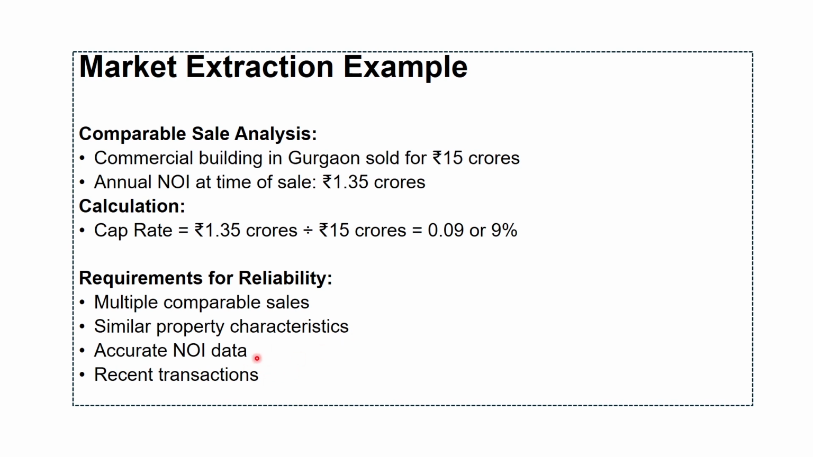When these conditions are met, market extraction provides the most reliable cap rates because it reflects actual investor behavior. This is what investors are actually paying for similar properties in the current market. In professional practice, you would typically analyze 3 to 6 comparable sales, calculate cap rates for each, and determine a range. You might exclude outliers and focus on the central tendency. This analysis forms the foundation for selecting an appropriate cap rate for your subject property, right?